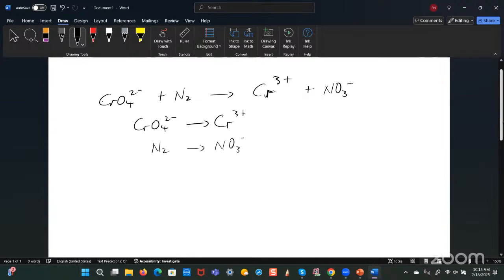Okay, what will be the next step? Okay, so that would be what? You said balance everything except oxygen and hydrogen, right? So that means you balance what in this case? The nitrogen. How would you balance the nitrogen? You put it to where? Okay, exactly. We don't need to do anything for the chromium because you have one on both sides, all right? Okay, what's the next step?